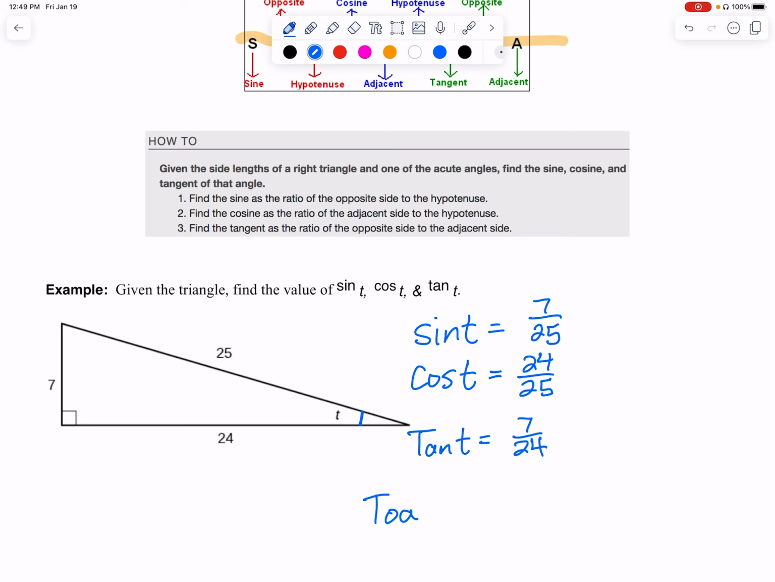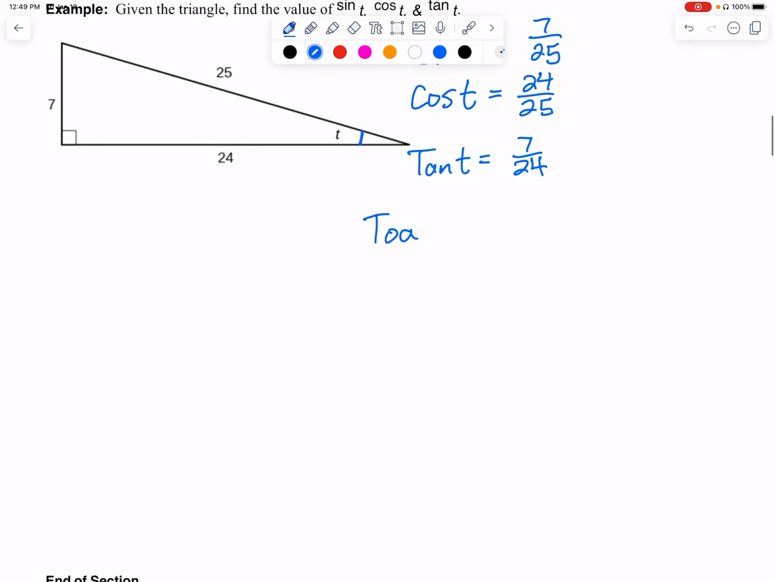And there are 3 trig functions. And we could find the other 3 trig functions, right? The cosecant, secant, and cotangent by just flipping these ratios over, finding the reciprocal.